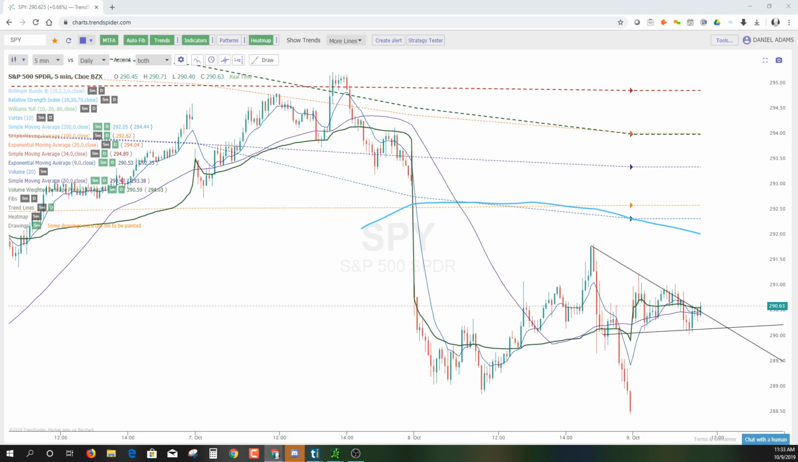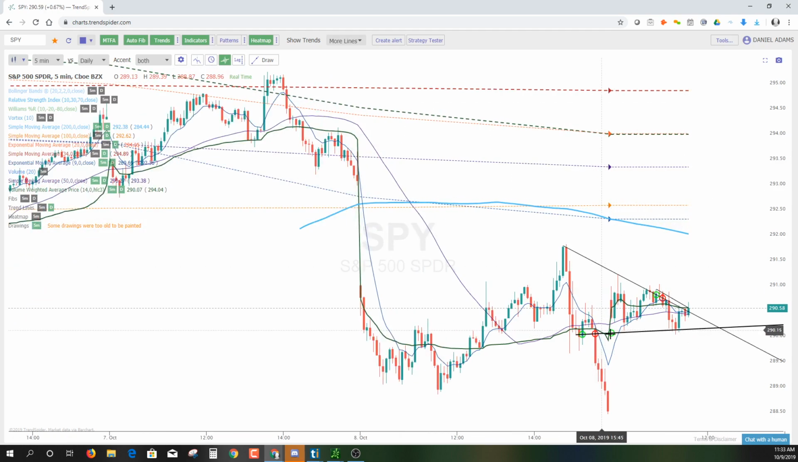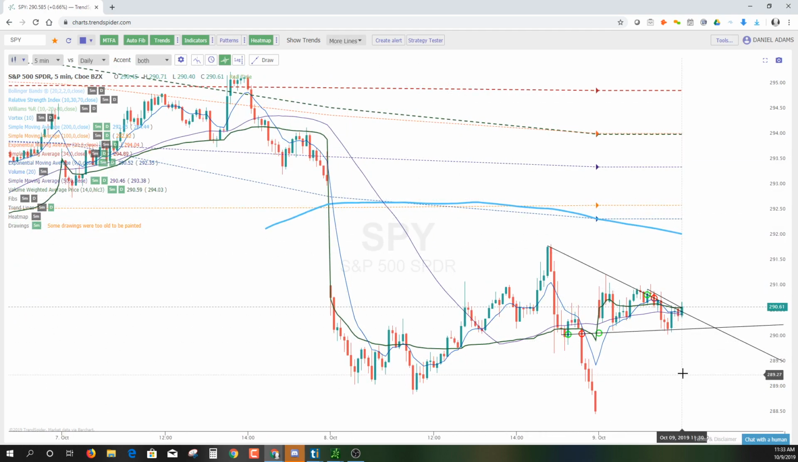So still no confirmation yet. You can see here we still have a lot of wicks up in this zone. What's nice too is we can actually highlight the breakouts and breakdowns with TrendSpider. You'll get these green or red circles depending on whether it's a breakout or breakdown and how it reacts to your trend lines.